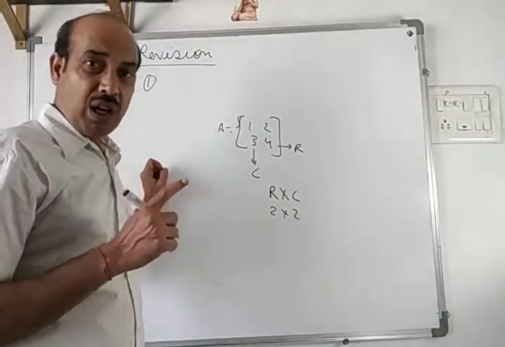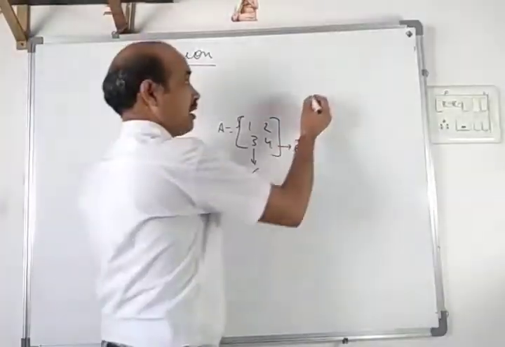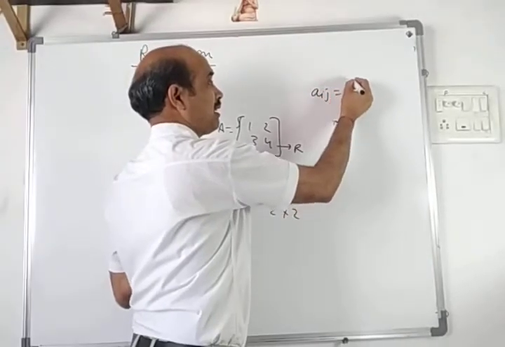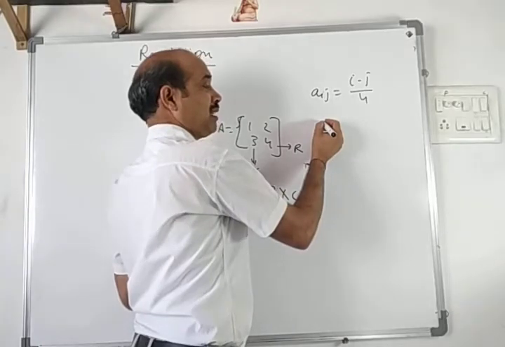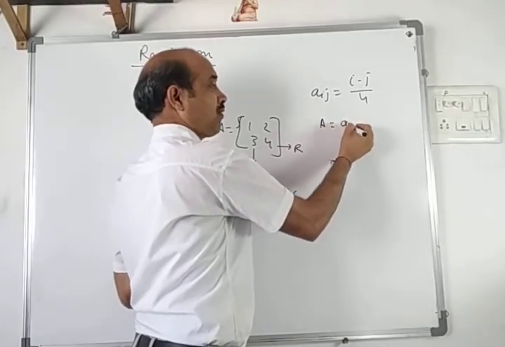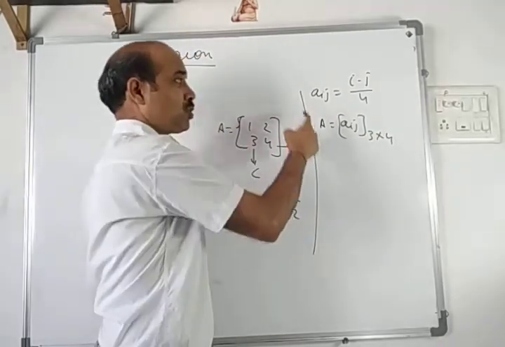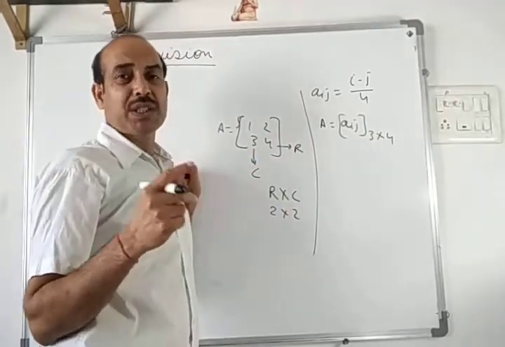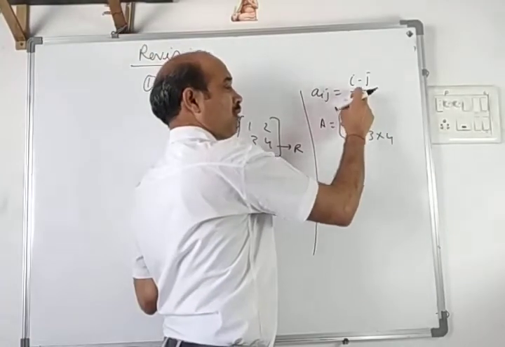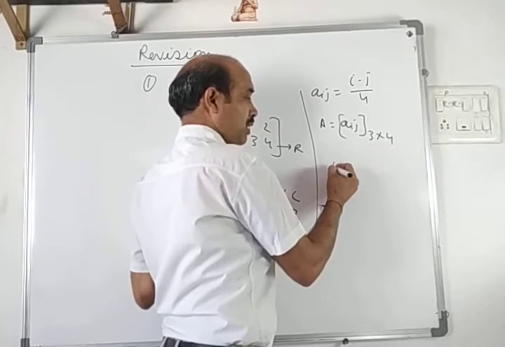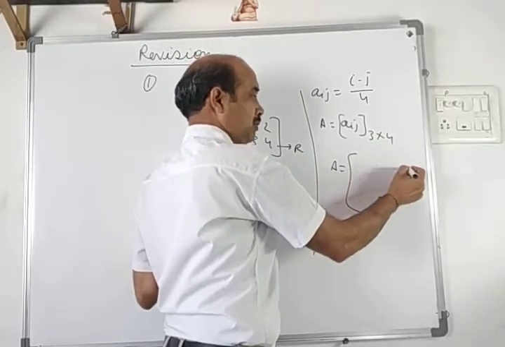Now, how to form a matrix? If a condition is given, like Aij is (i minus j) upon 4, and they are saying A is the matrix of Aij of order 3 by 4. These two pieces of information will be available to construct a matrix. For that, you have to follow one by one. It is 3 by 4. It means it will have 3 rows and 4 columns.